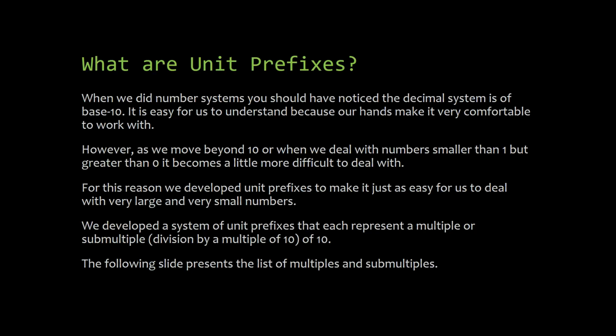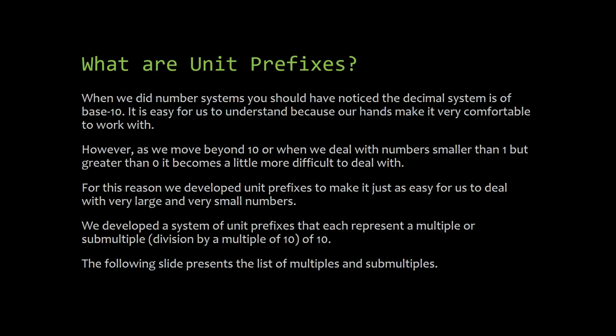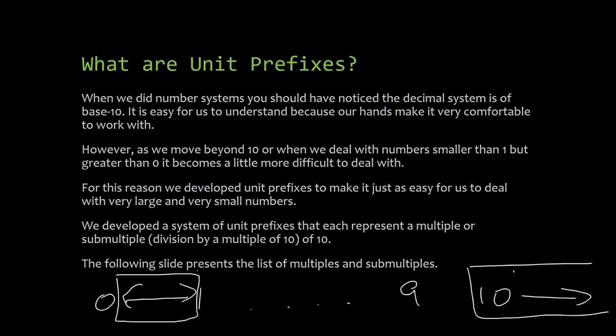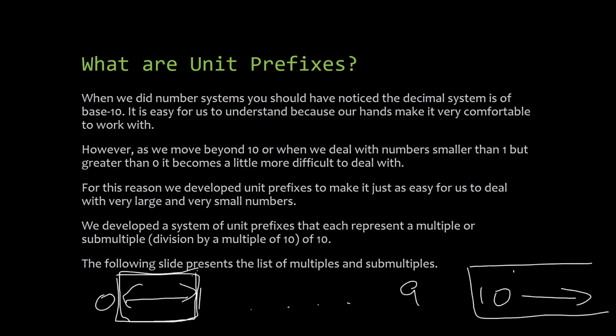So let's say, for example, we have the numbers 0 and 1 all the way up until we reach 9, and then we have the number 10. Beyond this number 10 here, the numbers get very large, and in the range between this 0 and this 1 here, the numbers tend to get very small. So what we do with a unit prefix is we are able to deal with these numbers greater than 10 or in the range between 0 and 1. And it makes it easy for us because we are able to write it in the form of a 10.